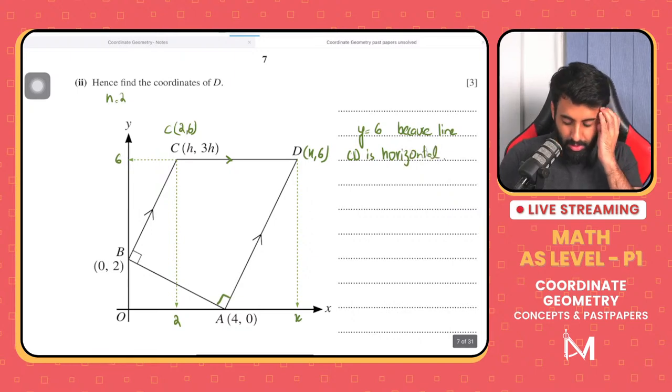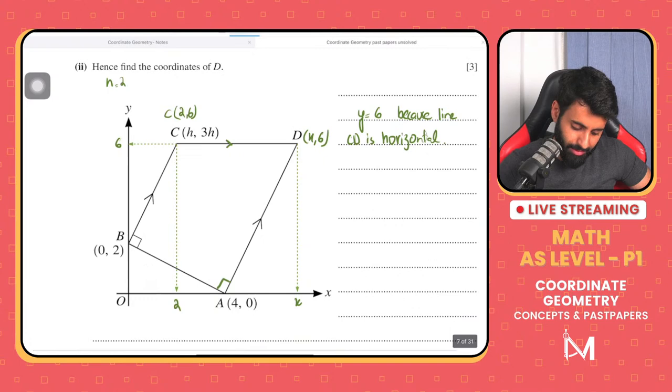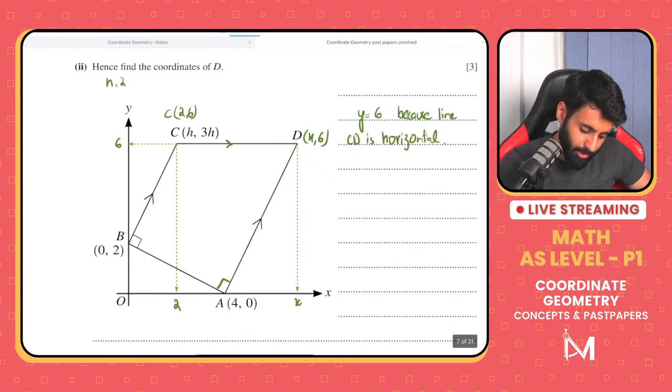Now if I can somehow find an equation containing x and y, maybe the equation of AD, and in the equation of AD, if I can plug in the y coordinate as 6, I will be able to find out the x coordinate. Okay, so that's what we are going to do. Our new objective is to find out the equation of AD.